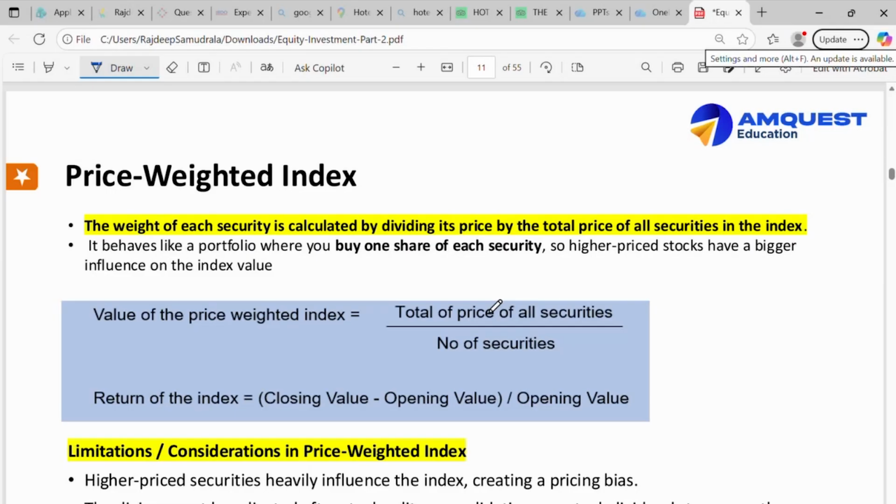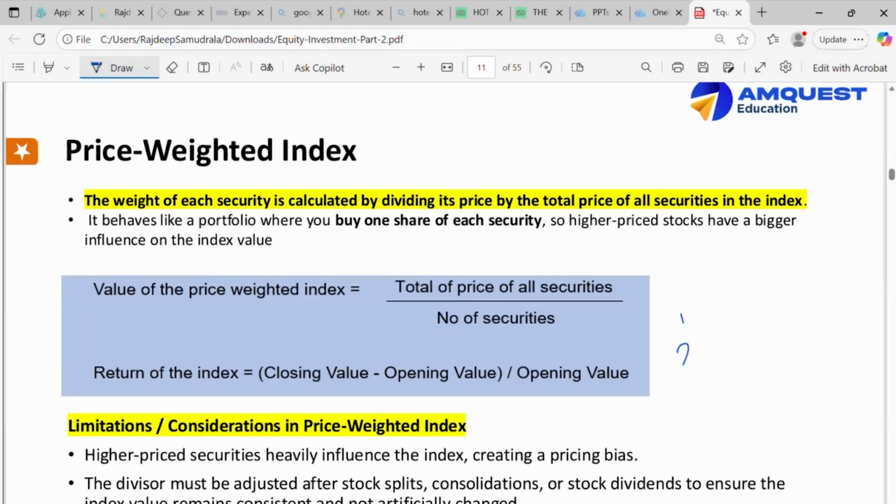Now, if the price goes up tomorrow, I will simply take the revised prices, divide again by 10, and find the new value of the index. Old value, new value, the difference gives you the return. Got it? Let's have security 1, 2, and 3, and the prices, let's say, are 20, 80, and 230. This example.